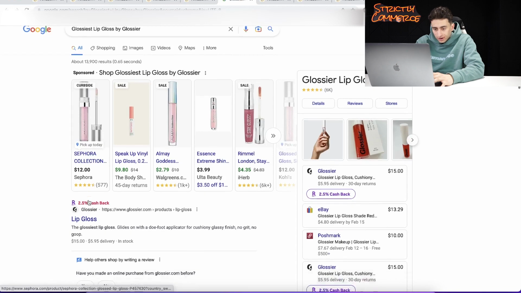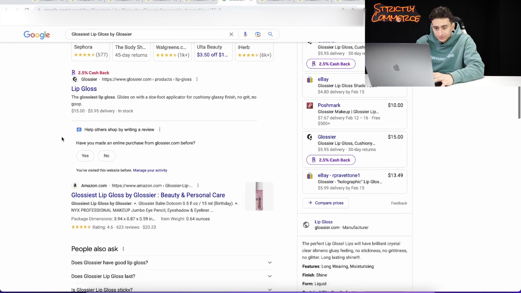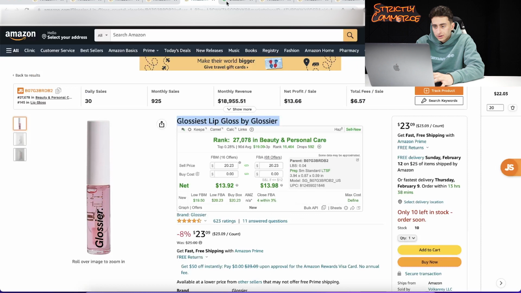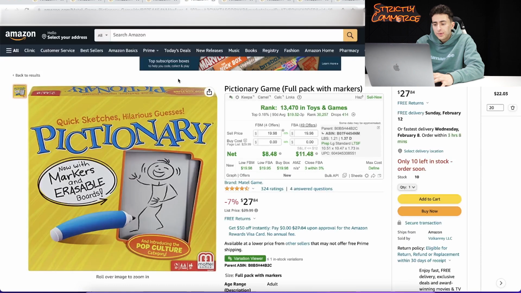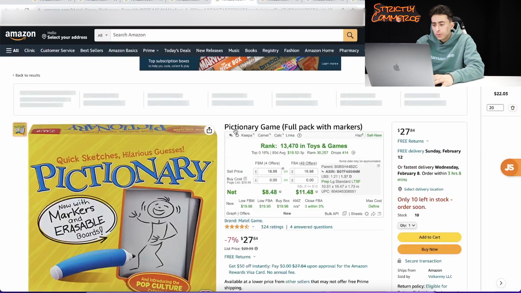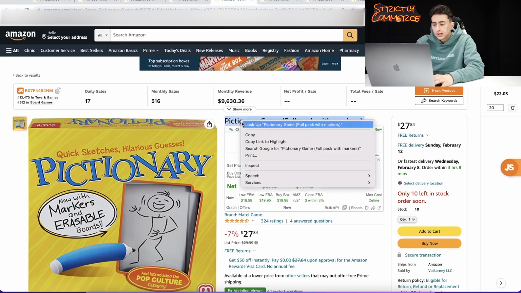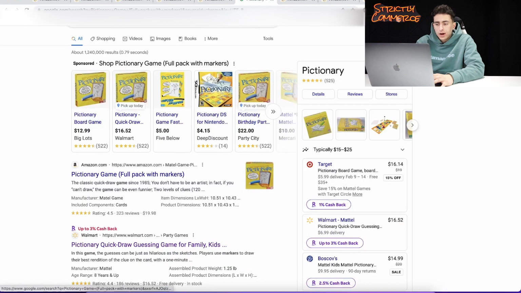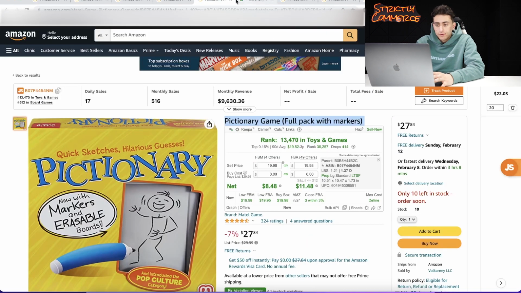$12. It says, I don't know if that's the right one. $15. It's paying out 13. We're just gonna move on here. I'm not really liking that first seller's listing, so it might be something where I kind of move on, but let's keep looking for a bit. This is $12.99 on Big Lots, $11.48 payout.